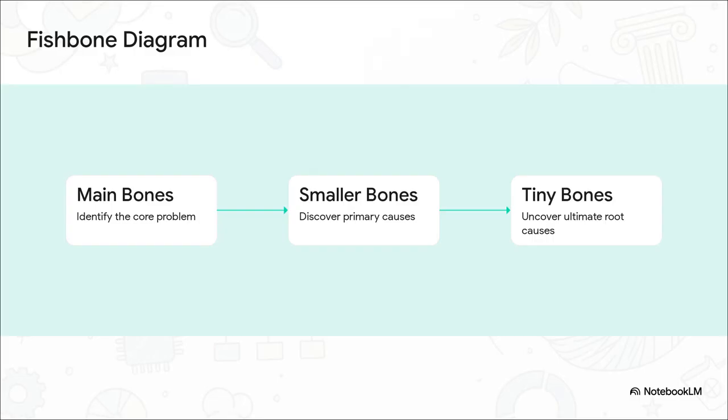This leads us right to the famous fishbone diagram concept. You start with the main bone, right? That's your core problem. But you don't stop there. You ask why and move to the smaller bones, discovering the primary causes. Then you ask why again, moving to the tiny bones to uncover the ultimate foundational root cause. Every subsequent why takes you further down the skeleton. It's methodical, it's logical, and, well, it just works.